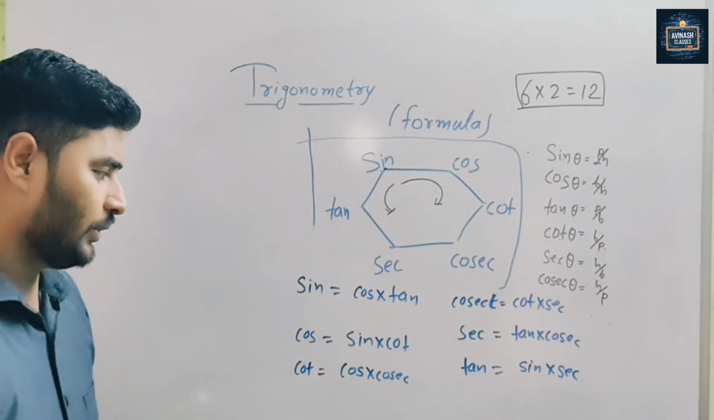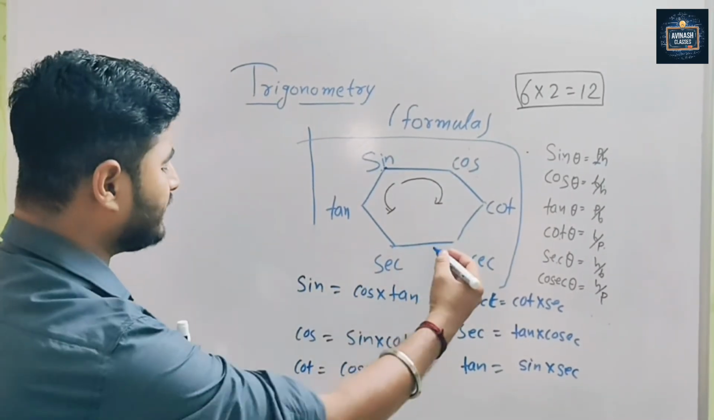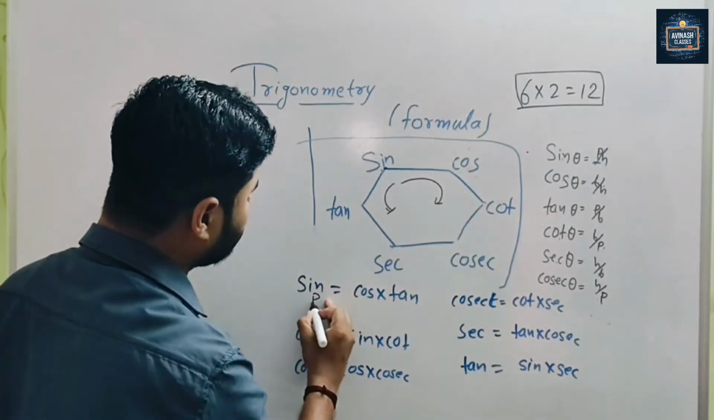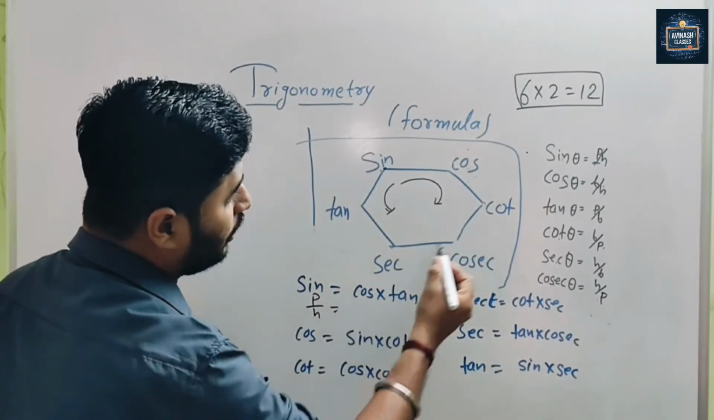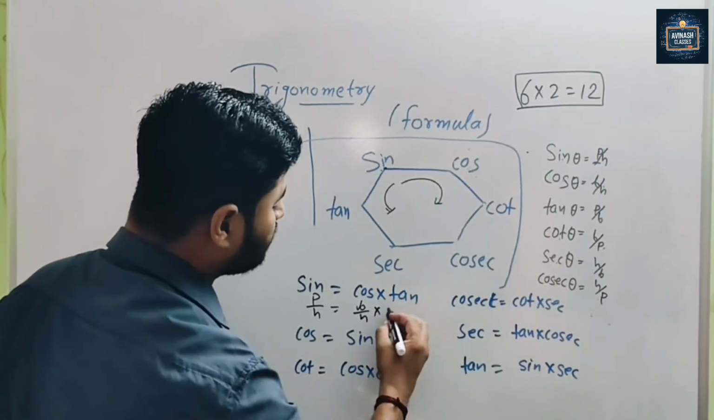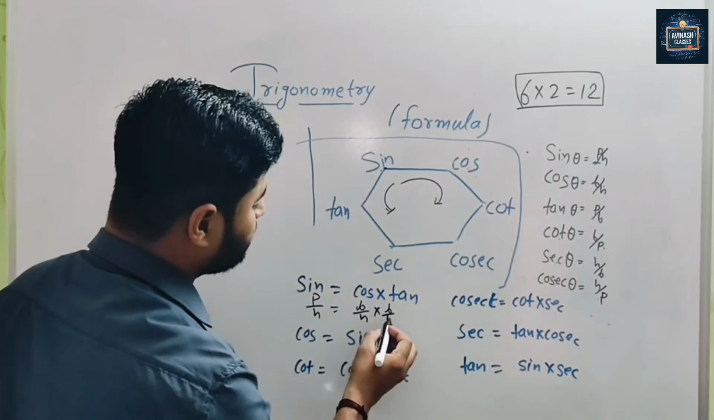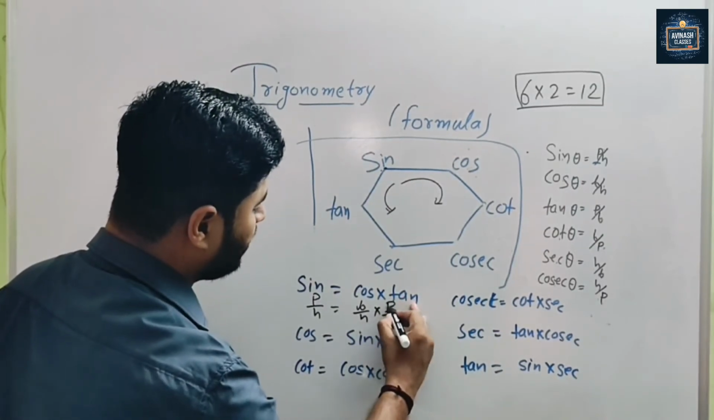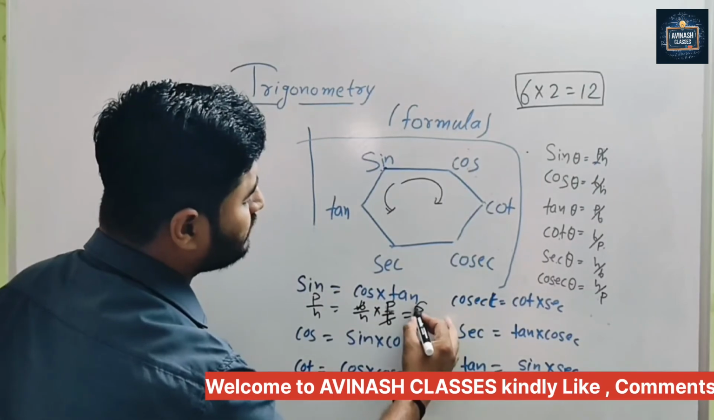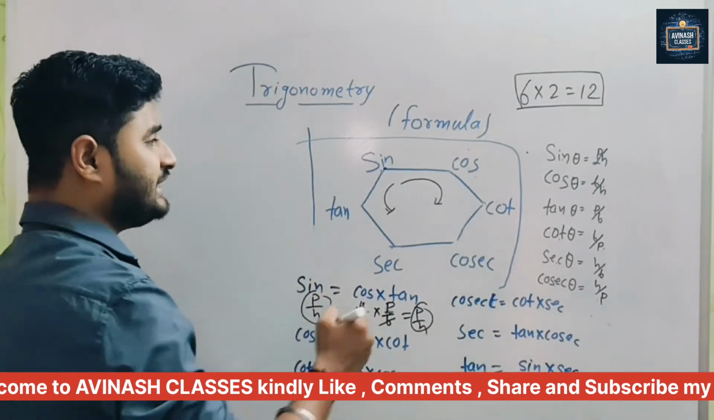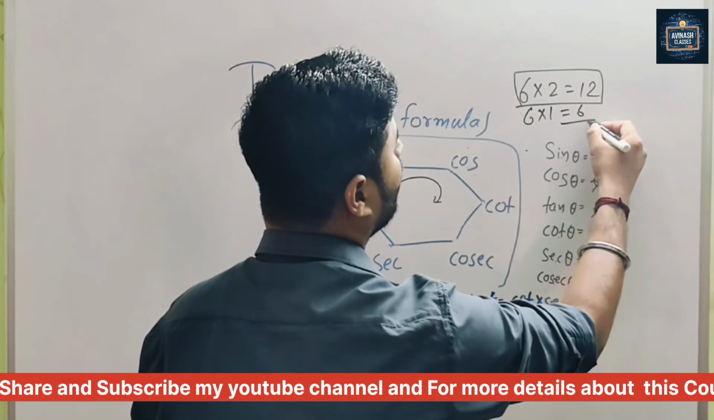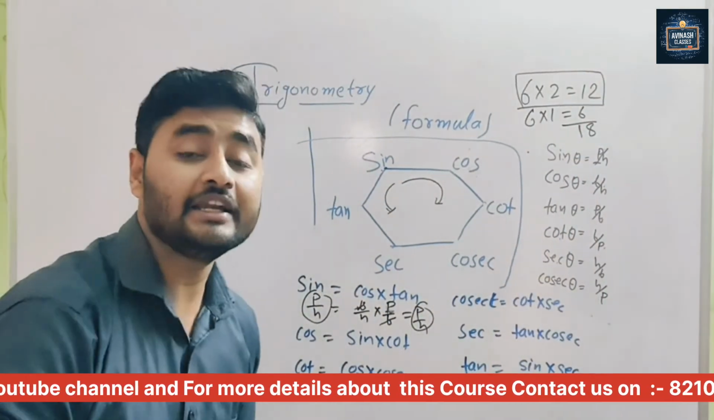Okay, sir, proof one. Suppose sin. We know the formula for sin is perpendicular by hypotenuse. Now cos equals B by H into tan. Tan equals P by B. Now B cancels, meaning base cancels. What do we get here? P by H. We are getting the same one. So now we have 6 formulas based on multiplication. In total, we learned 18 formulas in only 5 minutes.